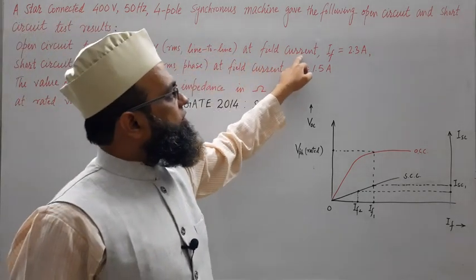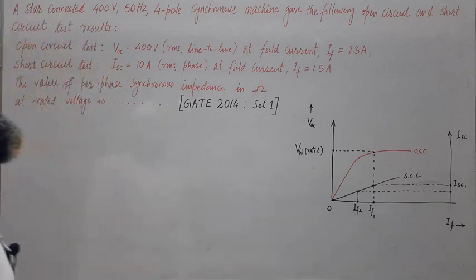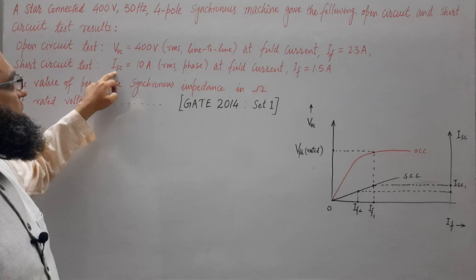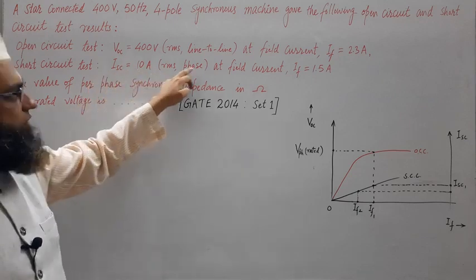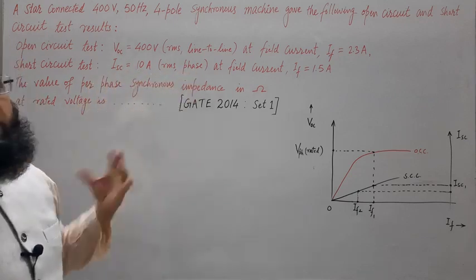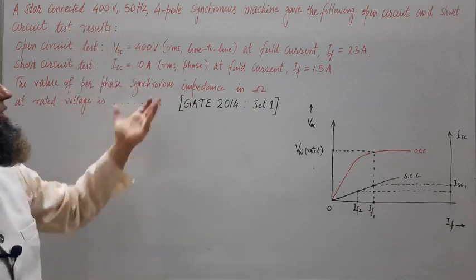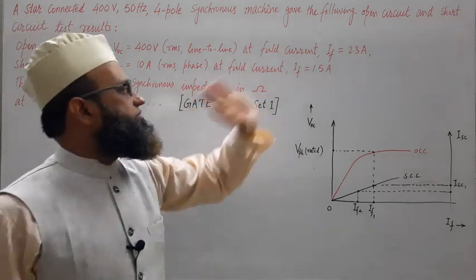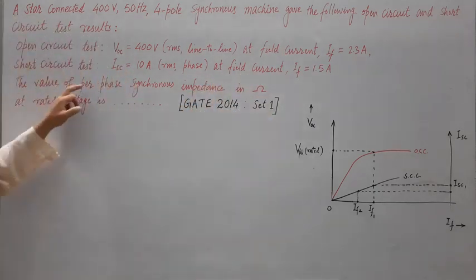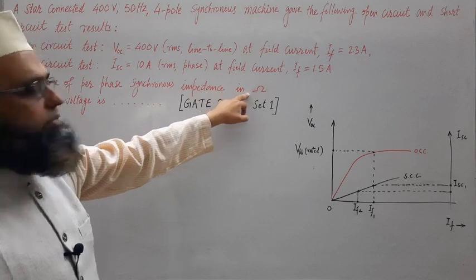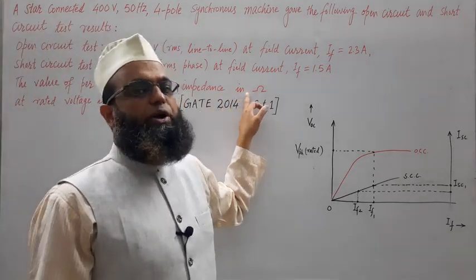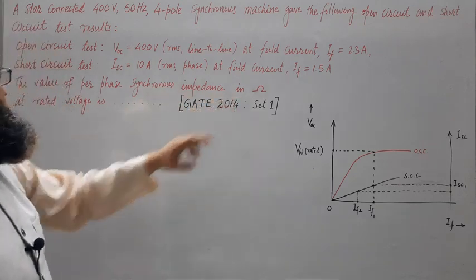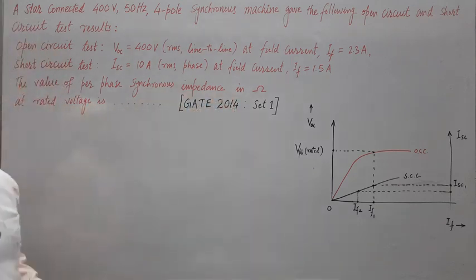At field current of 2.3 ampere, and under short circuit test, the short circuit current is 10 ampere RMS per phase. Whether phase or line, it is star connected, so it will be the same. Even though not given, we can understand it. At field current of this, find the value of per phase synchronous impedance in ohm. Sometimes actual value might be asked, sometimes per unit value might be asked. So synchronous impedance in ohm at rated voltage is asked.